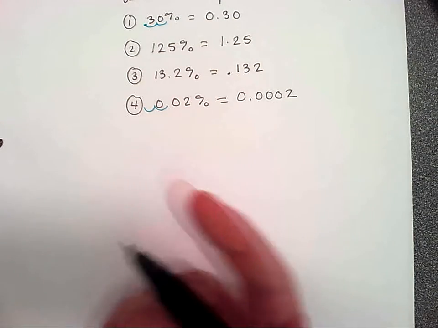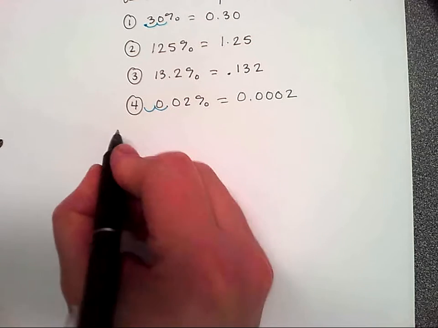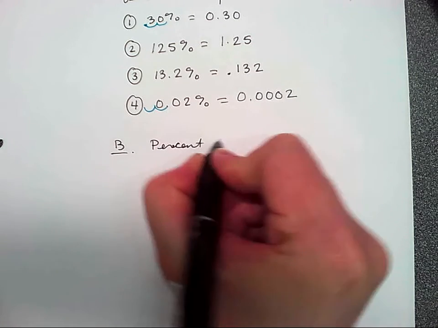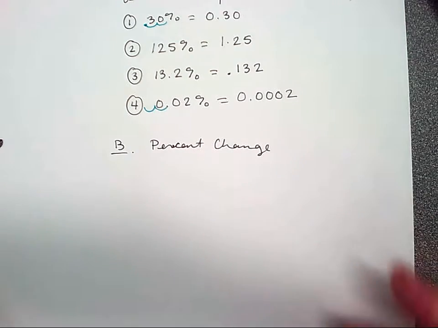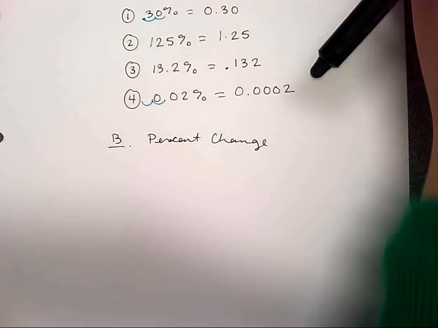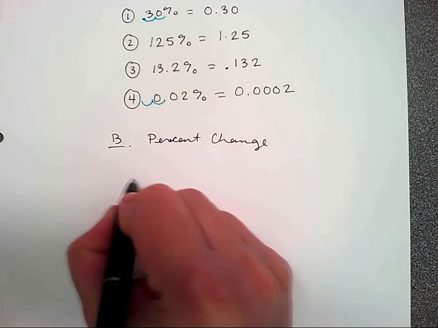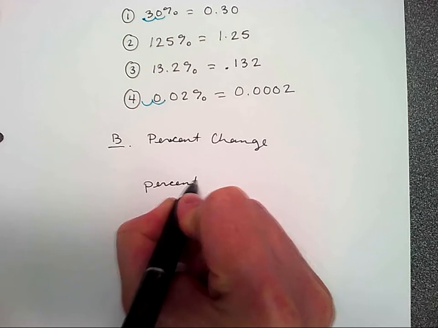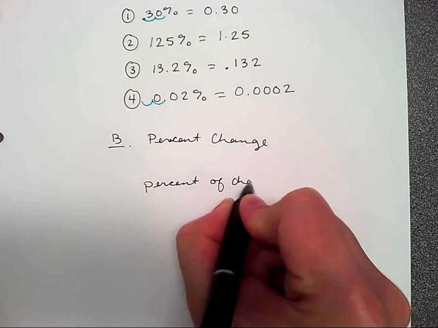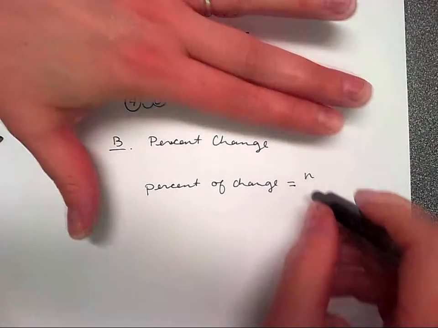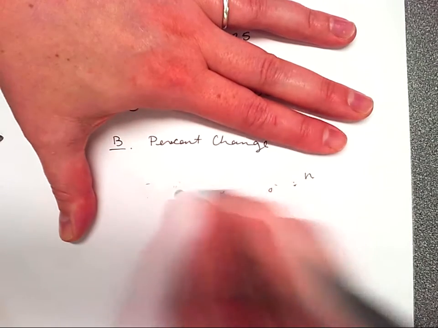Okay, so we talked about how to change a percentage to a decimal. And now we're going to talk about percent change. Okay, so let me give you a formula. The formula for percent change: percent of change equals new amount. I need to write smaller.